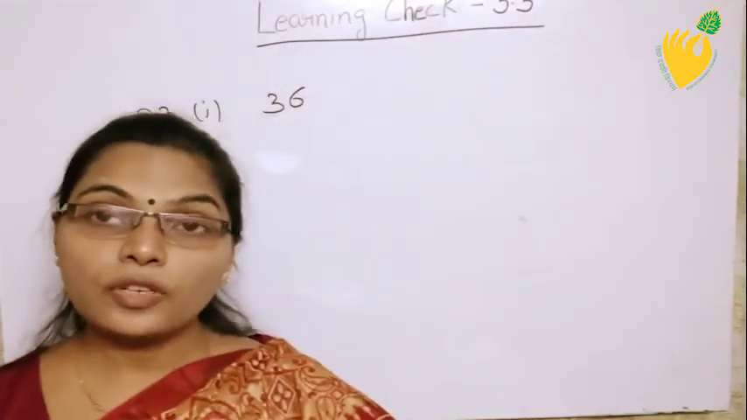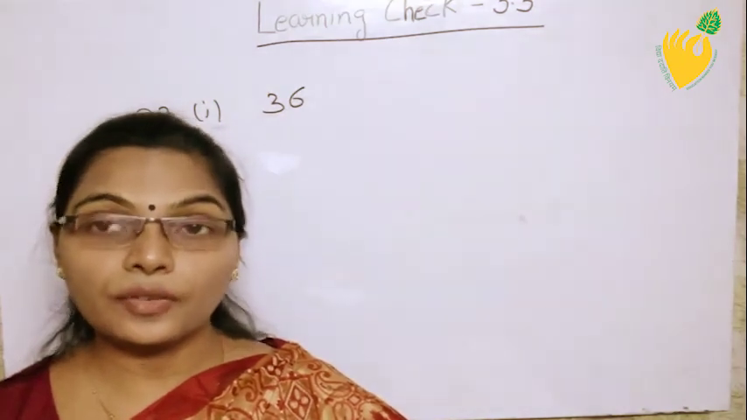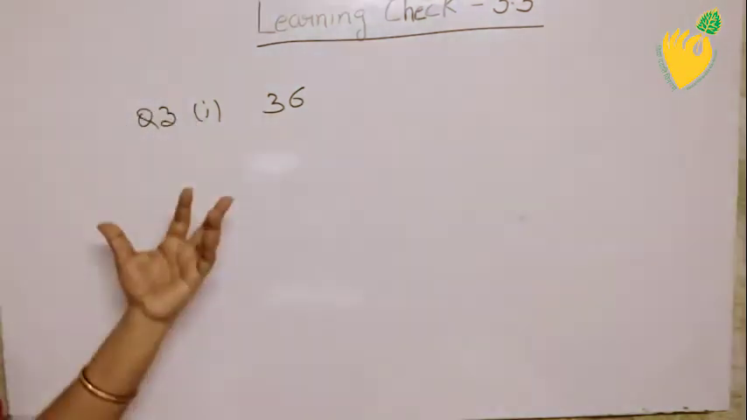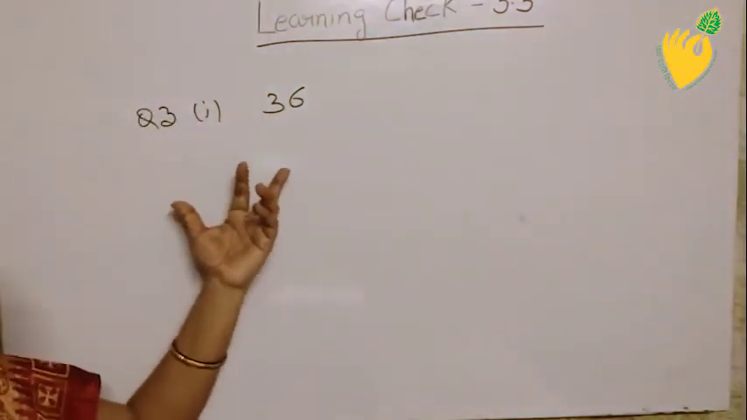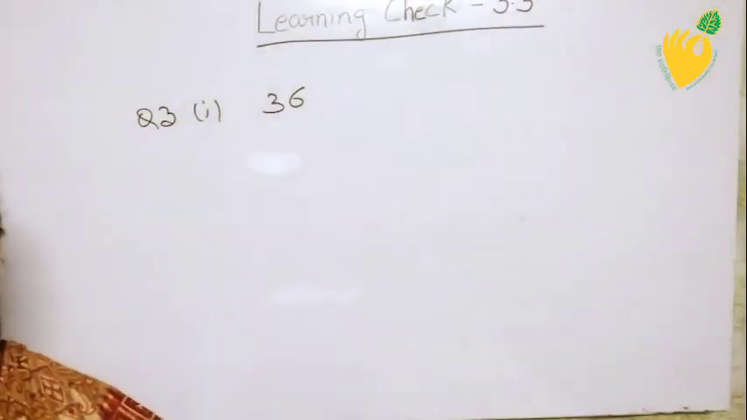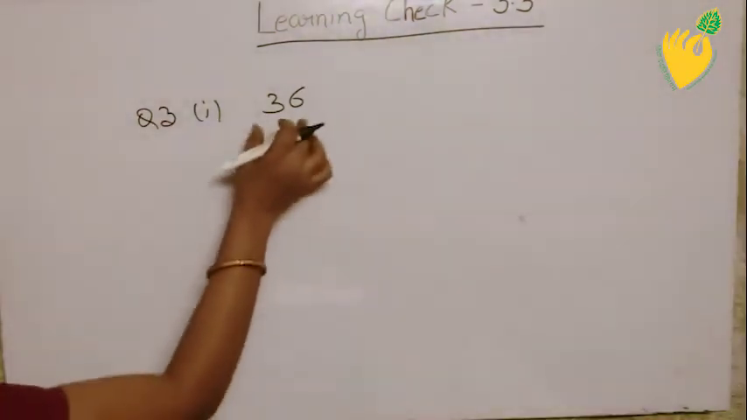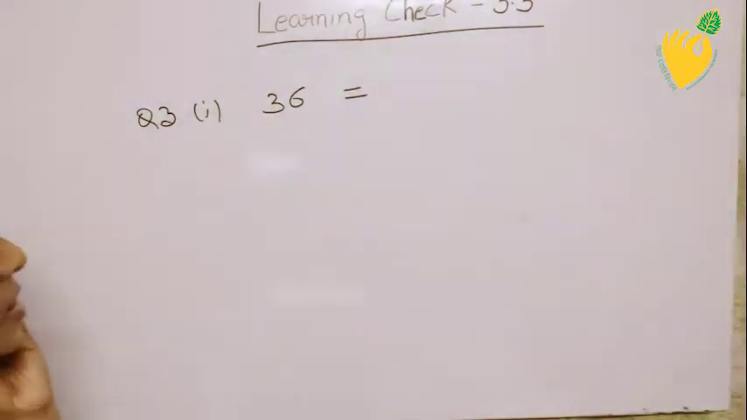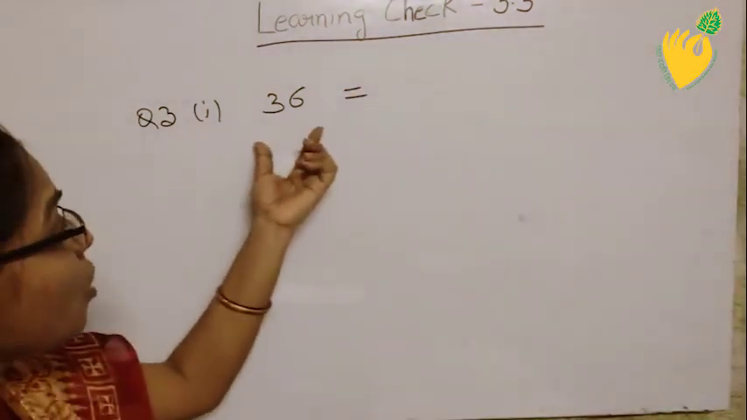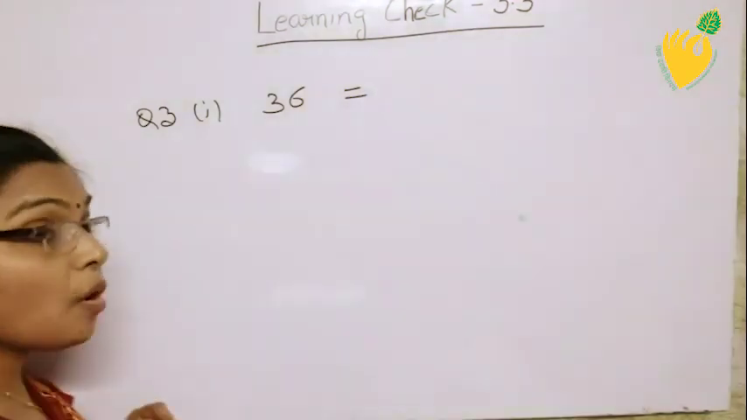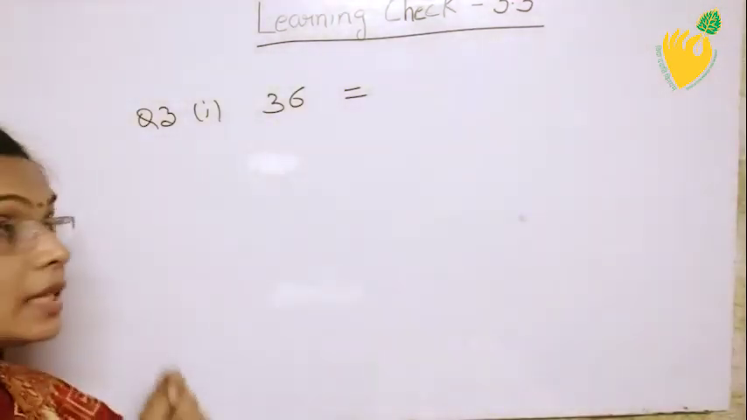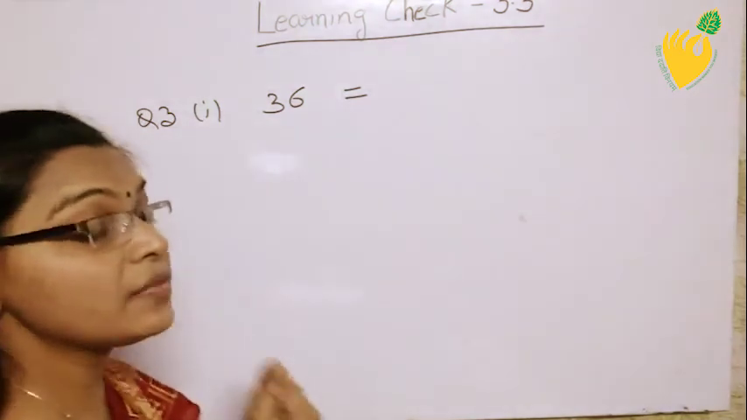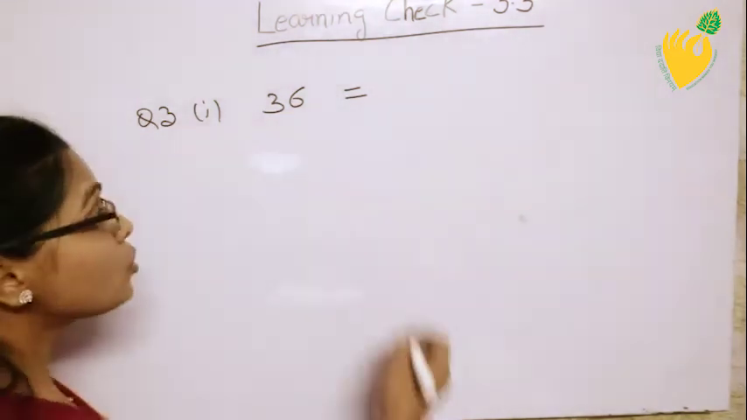Okay. Now let's do a few questions from the learning check 3.3. Express each of the numbers as the sum of two odd prime numbers. The number is, students, 36. And how you have to express the sum of odd prime numbers. What do you mean by odd prime number, students? The number must be odd as well as prime also.